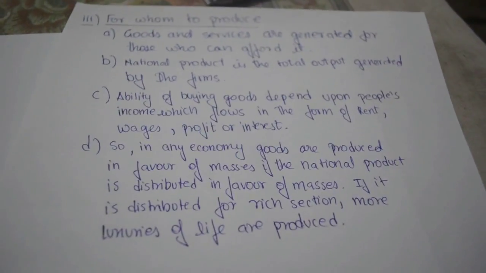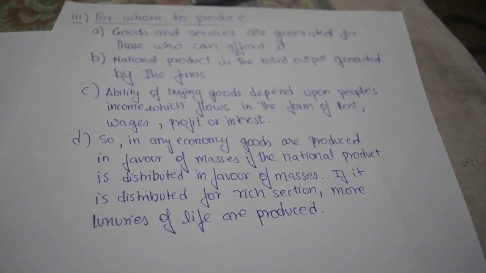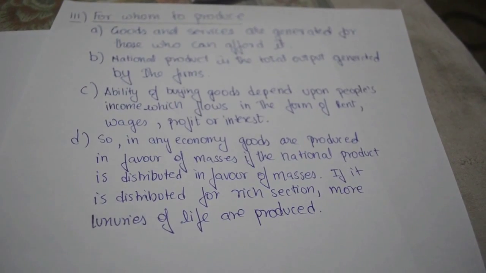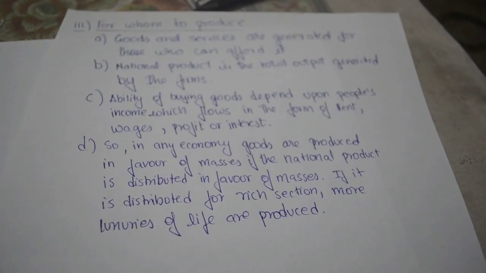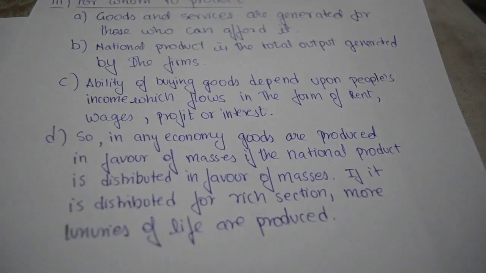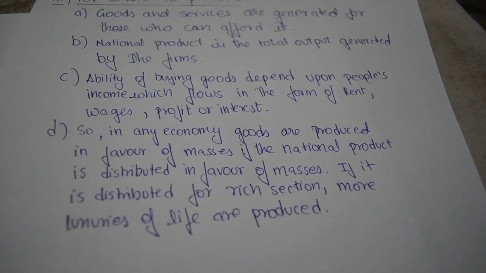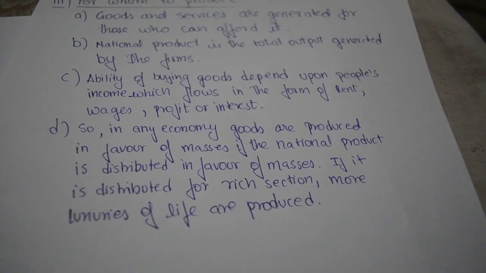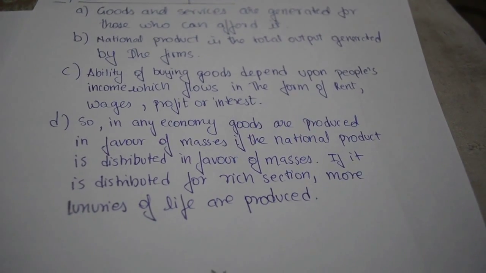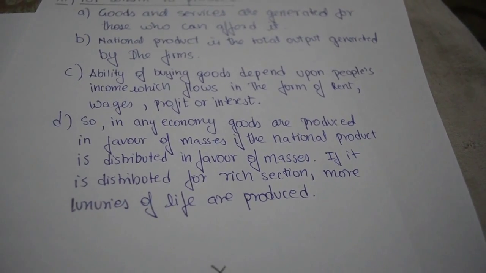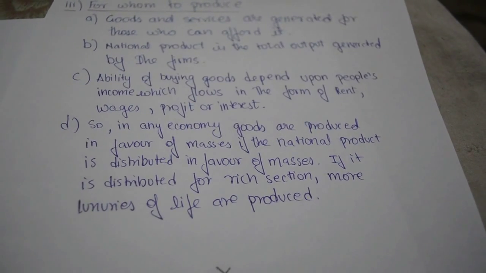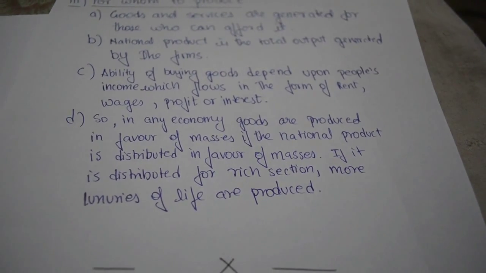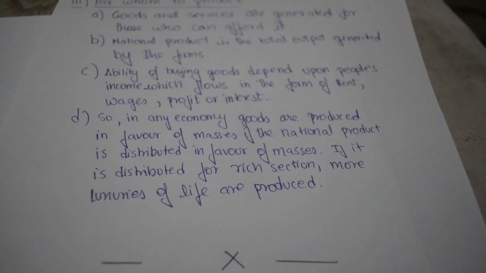Then we come to the third problem, for whom to produce. Goods and services are generated for those who can afford them. National product is the total output generated by the firms. The ability to buy goods depends upon people's income, which flows in the form of rent, wages, profit or interest. So in any economy, goods are produced in favor of the masses if the national product is distributed in favor of the masses. If it is distributed in favor of the rich, basically, more luxuries of life are produced.